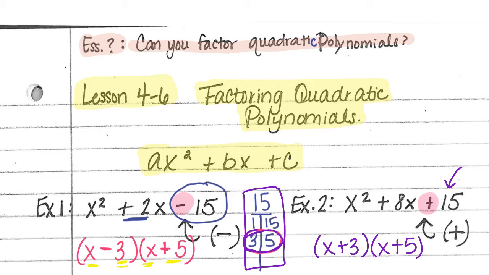Remember that you can always check these by FOILing. If I FOIL, x times x is x squared. Outer terms are 5x. I'm just going to write it right here, 5x. Inner terms are 3x. Last term is 15. And notice that will add up, when I add like terms, to be that example 2's question. So this is the answer. When I FOIL it back out, that is the check.